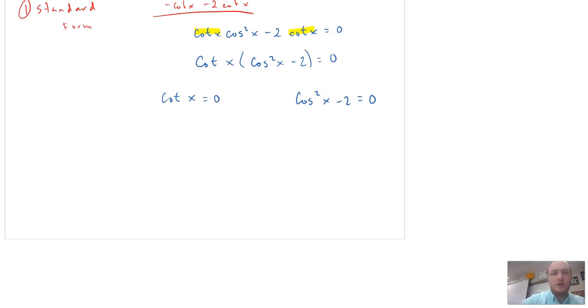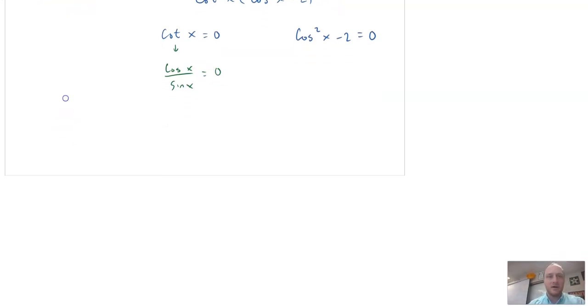Okay, and what I'm going to do, cotangent of x, I don't really know anything about that in the unit circle, so I'm going to rewrite this as sine of x, sorry, not sine of x, come on. This quarantine has me going crazy. Cosine of x over sine of x is equal to 0, okay?